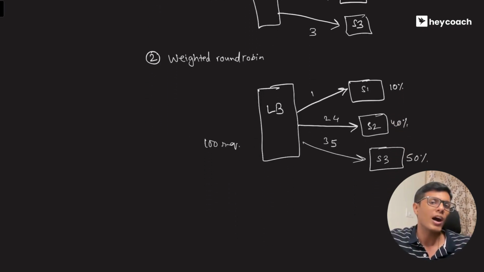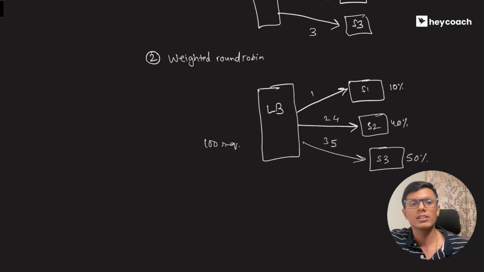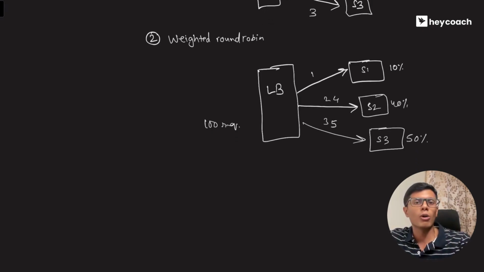Because not all hardware is configured the same way, right? So you can say that this is a very small machine, so it can only support 10% of the load or something like that. You can come up with some factor.